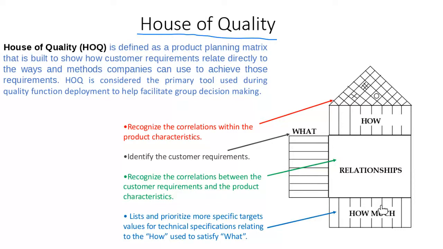And also this one is the engineering. They call it the voice of the engineers. So this is what the engineers need to achieve the customer requirements and link them to the technical specification by having a specific value of that characteristic or that material or that equipment that we are going to use. So this is basically the house of quality.